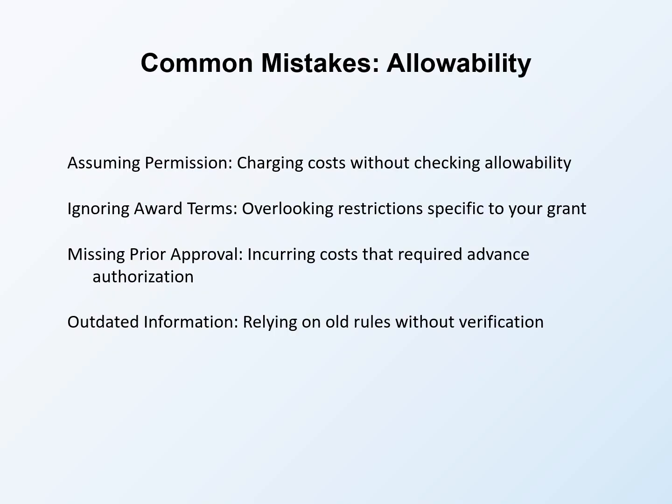A cost that is normally allowable might be specifically prohibited in your award. Missing prior approval for costs requiring advance authorization can result in disallowance even when the cost would have been approved if requested. The failure is procedural, but the consequence is real. Know which costs require prior approval under your award and obtain authorization before committing funds.